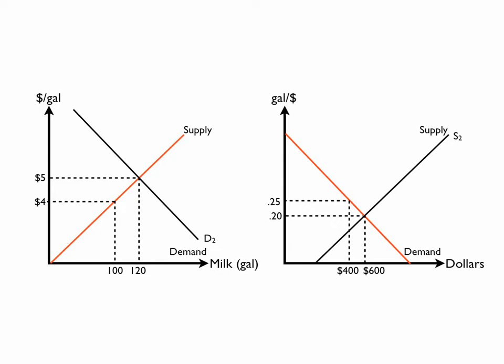Notice our equilibrium. First, it's an increase in the quantity demanded of milk. This is an increase in the quantity of dollars traded. This goes from $400 to $600 in this market. So they're exactly the same thing. It's just looked at from a different perspective. One is from the perspective of I'm a demander of milk. The other is I'm a supplier of dollars in that same milk market.